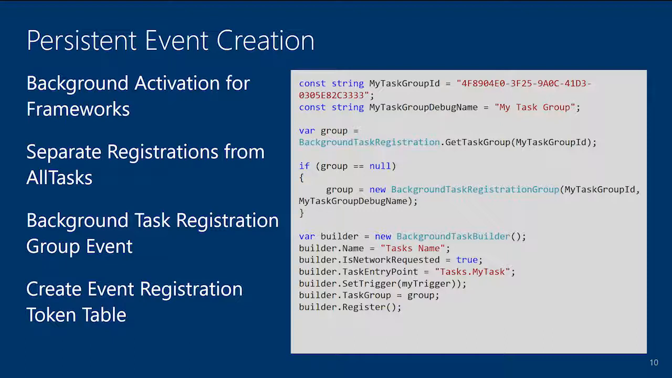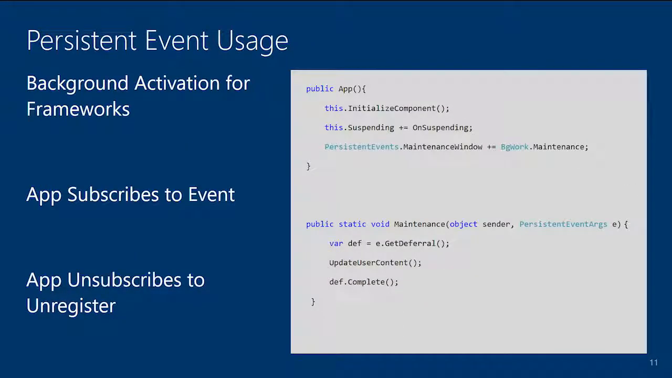Now, it's really easy to create these persistent events out of this background task registration group because there is an event called background activated that is actually part of the registration group. All you would do is create an event registration token table in order to map how many different entities have subscribed to your event, and then every time a new trigger comes in, you'll just fire off your own background activated event. So all of this background task registration all gets hidden, and what a user sees, or I should say a separate developer sees, is just what this event looks like.